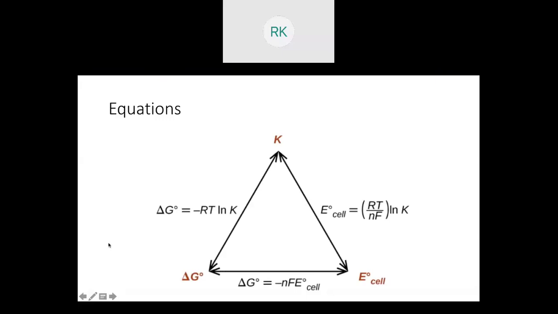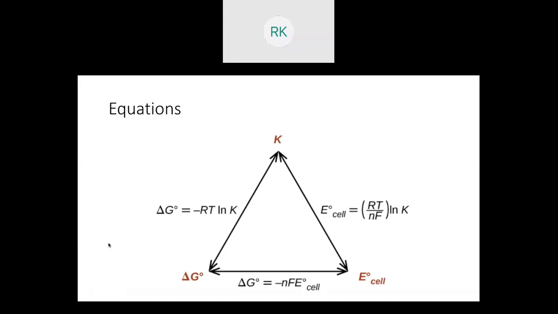Okay, equations. So I actually use this slide for the equations because this shows two really important equations. The ones I'm referring to are the ones that connect our cell potential E with K and delta G, right? So delta G naught is equal to negative N times F times our cell potential. So F is Faraday's constant. So again, it's constant. You'll be given that. N is the number of moles of electrons that are transferred in the balanced chemical equation, right? So in that first example we did today, that number would be 3.